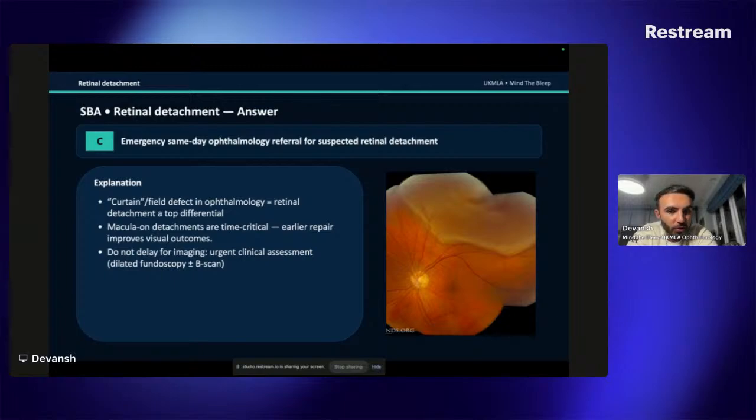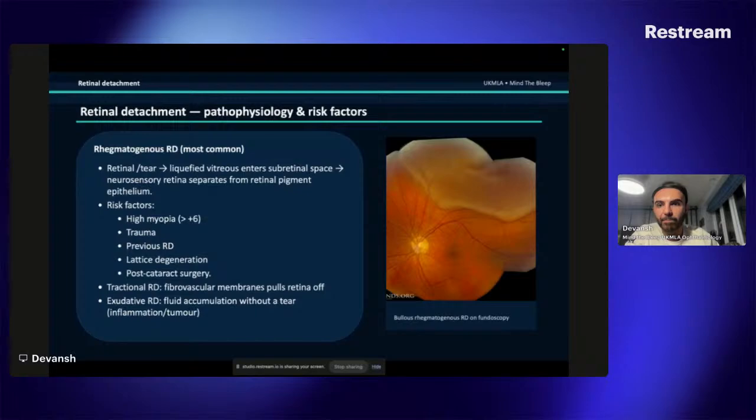Of course, we don't want to delay imaging. We want to make sure that assessments followed by a dilated fundoscopy, as we've mentioned, is done as soon as possible, and hence emergency referral is the key thing here.